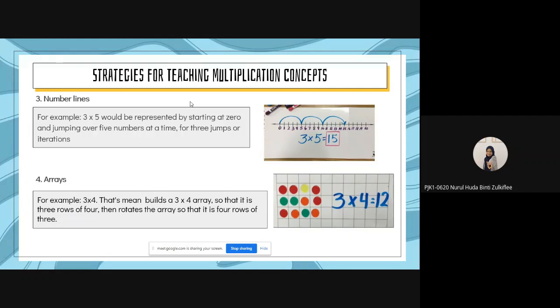array strategies, ataupun susunan strategi. For example, 3 multiplied by 4, that means we need to make 3 multiplied by 4 arrays. Sorry.